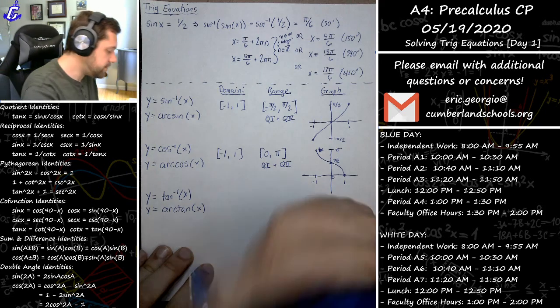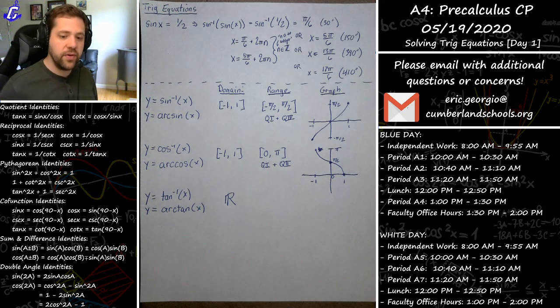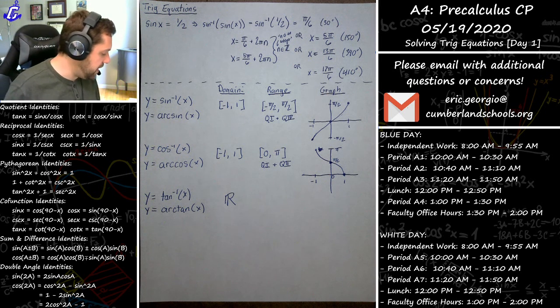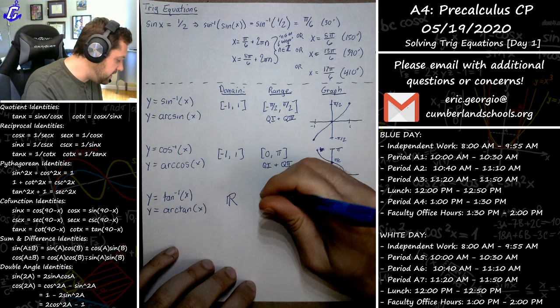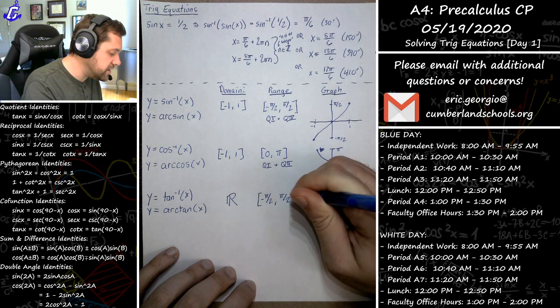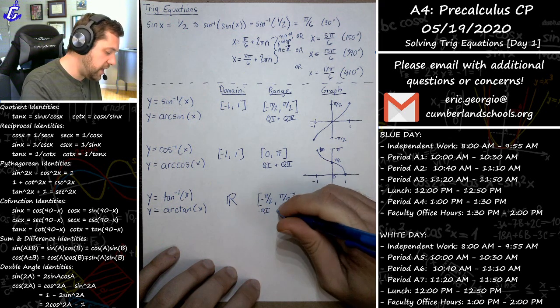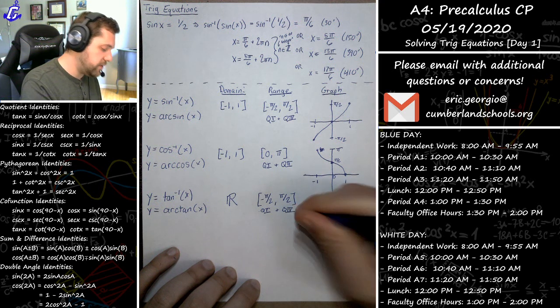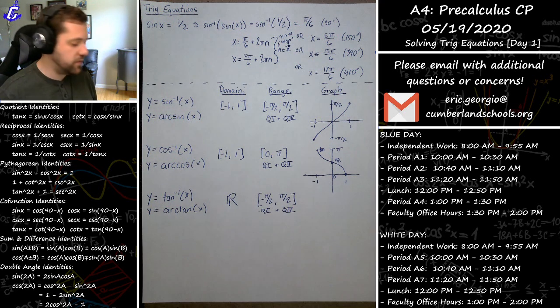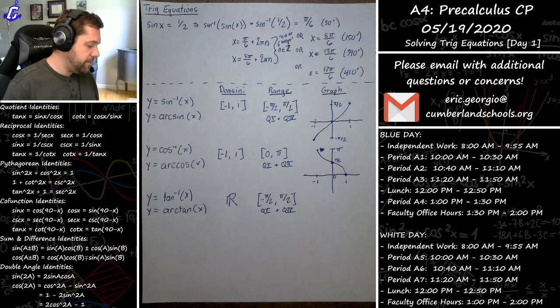Okay? The domain of that is all real numbers. You can take the tangent of any value. It's just pretty much asking what's the slope of the line that represents that angle. That's what tangent's all about. But the range is -π/2 to π/2. Just like sine, arctangent only looks at quadrant 1 and quadrant 4. Arctangent only looks at those quadrants because that's how the domain has to be restricted.